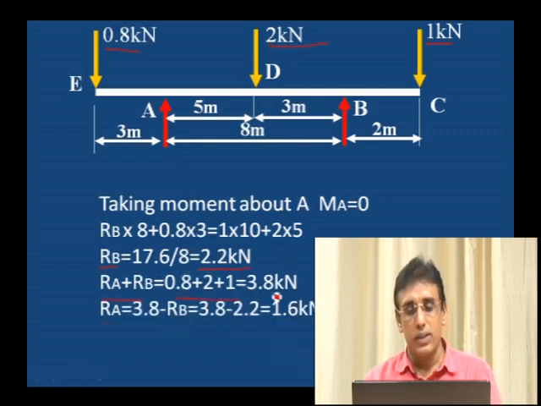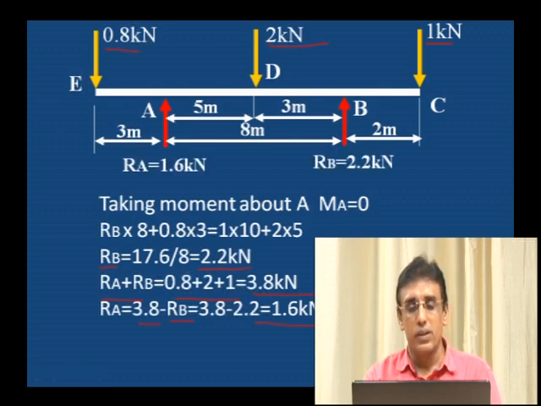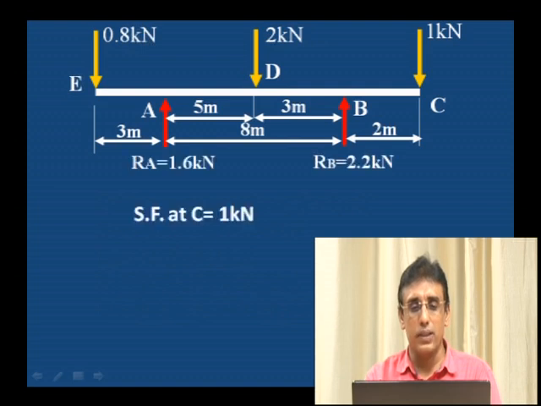RA is equal to 3.8 kilonewton minus RB value. We will get 1.6 kilonewton as a RA value. We have the RA and RB value. Further we can move towards the calculation of shear force.